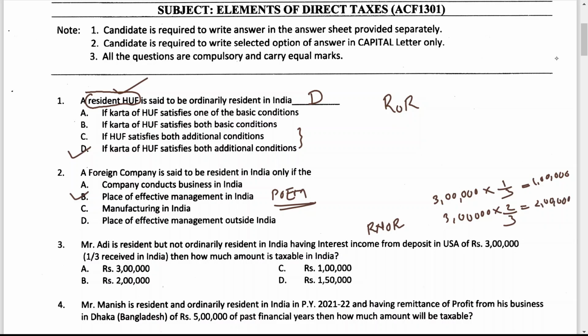This 1 lakh is taxable in case of all the categories, whether RA, ROR, RNOR or NR. And this foreign income is taxable only in case of ROR. Here the status of Mr. Adi is RNOR, so the Indian income is taxable in the hands of Mr. Adi. If he is an RNOR, the amount is only 1 lakh. So C will become your answer because his status is RNOR.